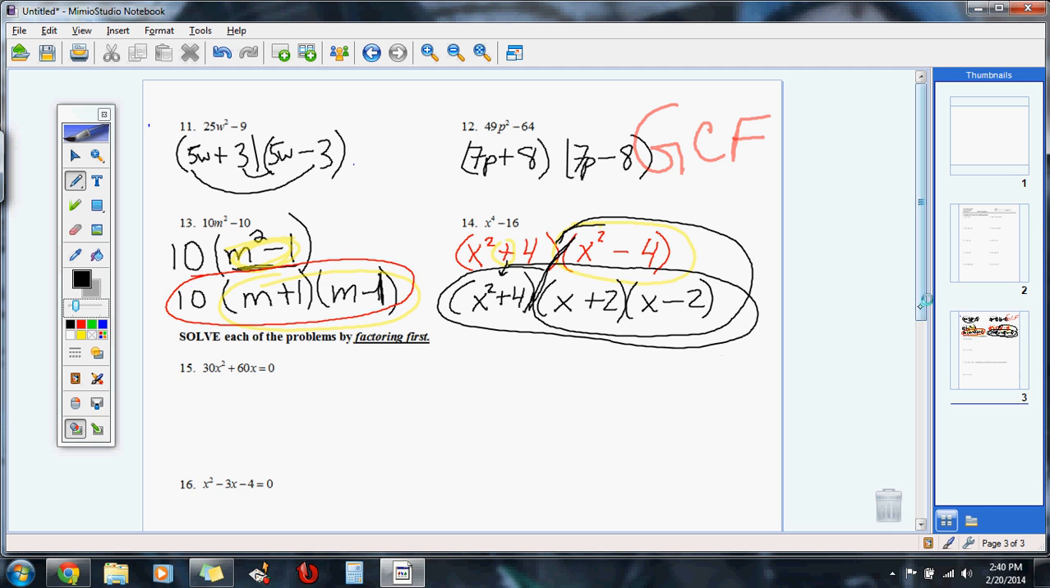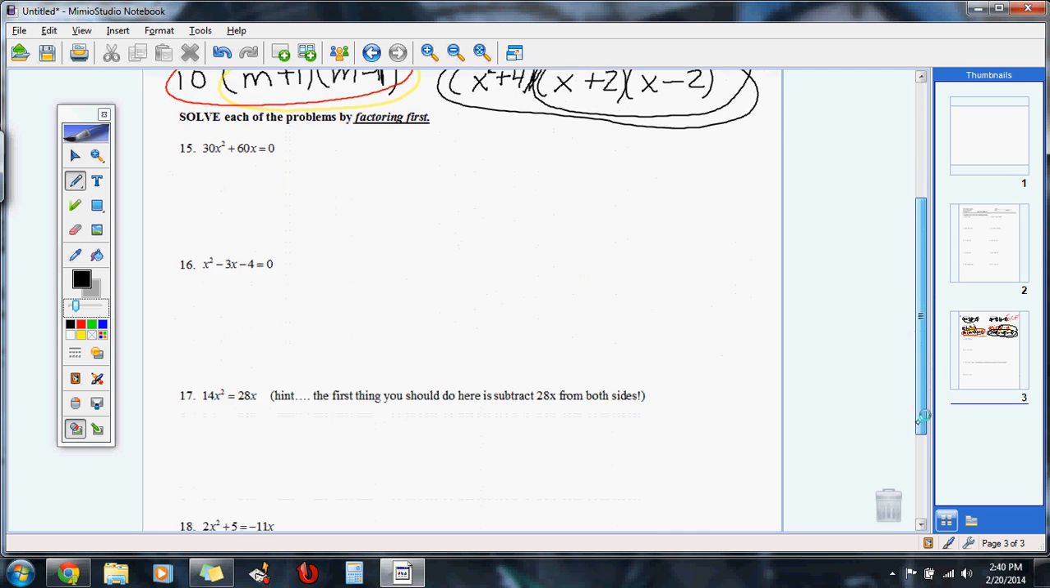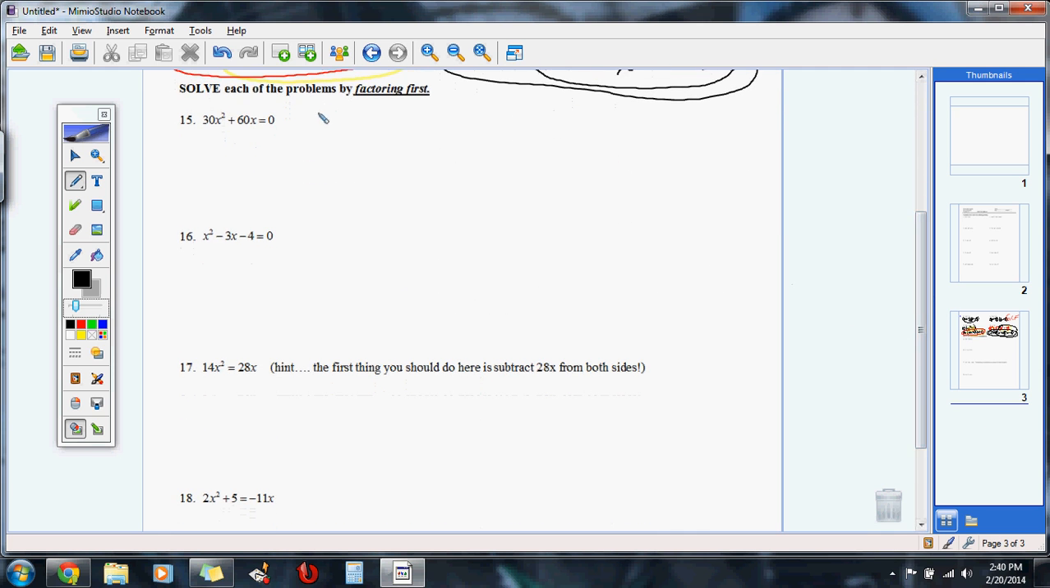That was an extension one. I do hope you understand that, but it's a little bit more complicated. All right, look in here. Solve these by factoring first. So here's the deal. I have one side equal to 0. A really important note: you have to have one side equal to 0 to do these problems. So I have that here.